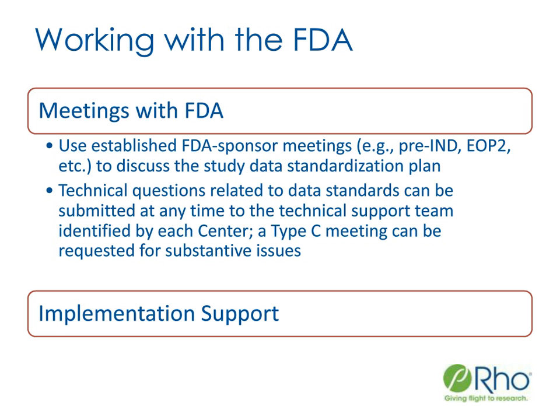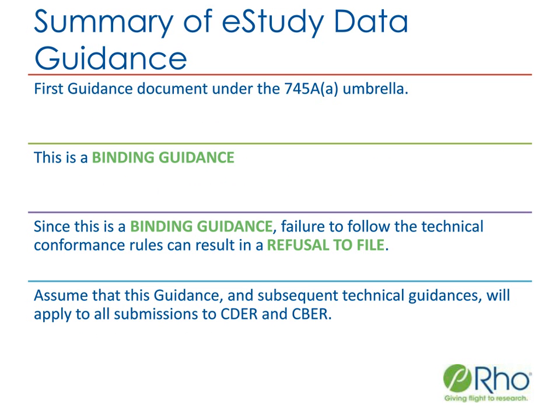So in summary, the eStudy Data guidance that I just described is the first guidance document under the umbrella document that I described initially in this discussion. It is a binding guidance and can lead to refusal to file if the rules laid out are not followed. Generally, we recommend that submissions to CDER and CBER are assumed to fall under this guidance. At this point, I'm going to turn it over to Ben to talk in some detail about the Study Data Technical Conformance Guide and an outline for how those of us in industry can prepare for, and should be prepared for, the implementation of the rules laid out in these guidance documents.